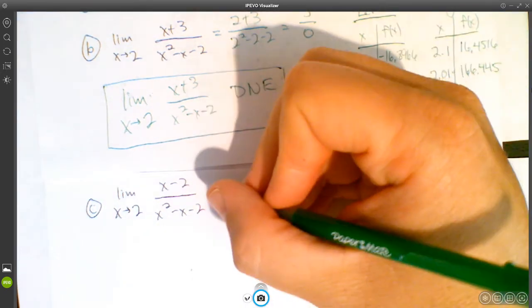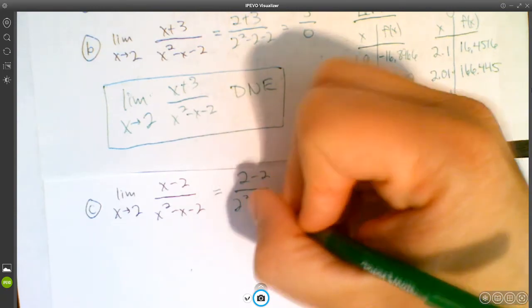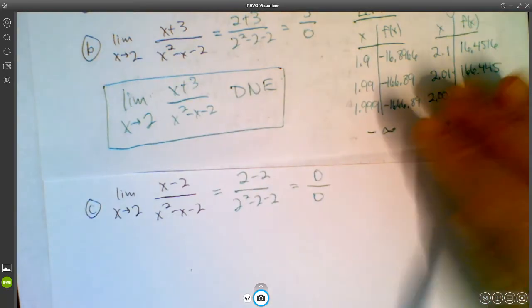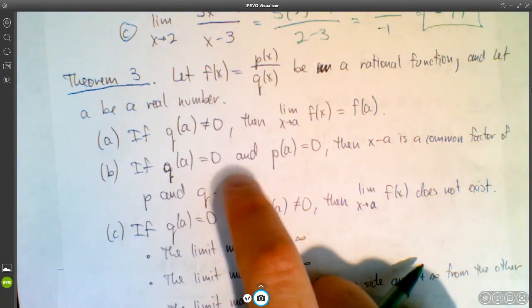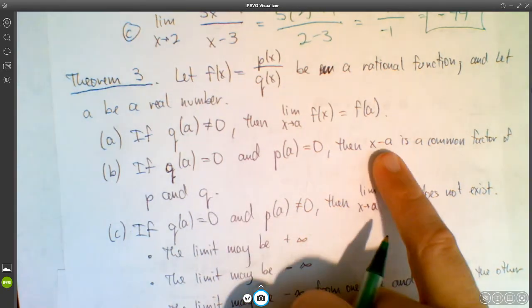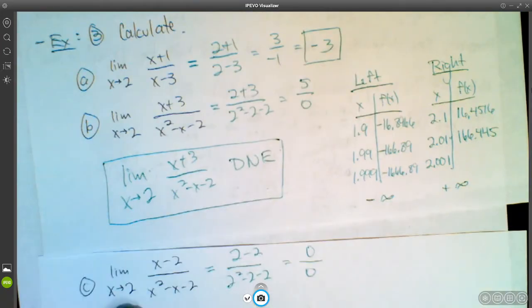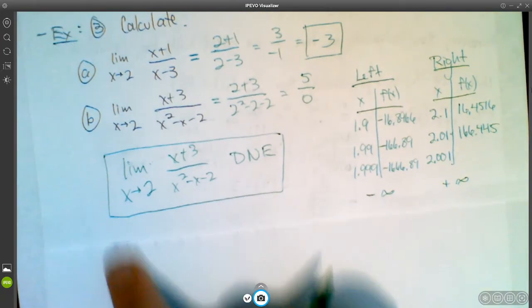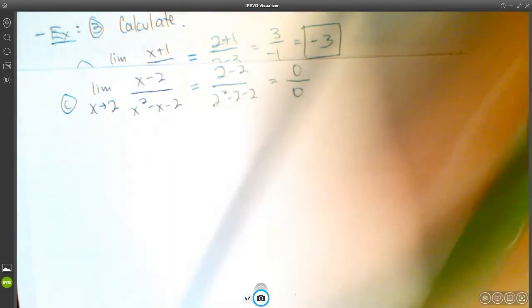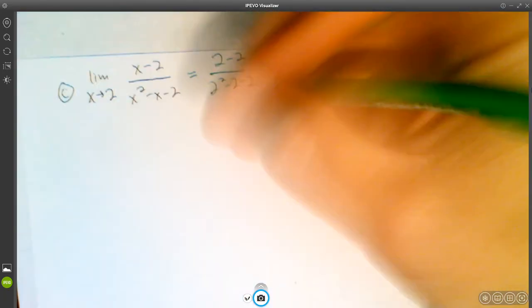The reason I did that is so that we would see a case B scenario, right? Because notice that when we plug in 2 now, we get 0 over 0. So that is a case B scenario. And if you have a case B scenario, x minus a is going to be a common factor. Now in this case, a is 2. So I know that x minus 2 is a common factor of the numerator and denominator. So let's see if we can factor it.